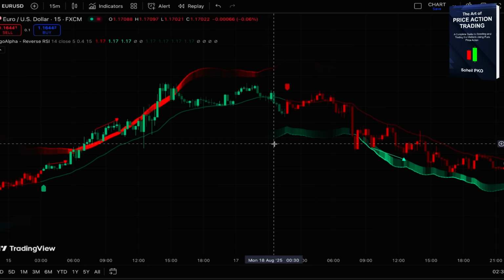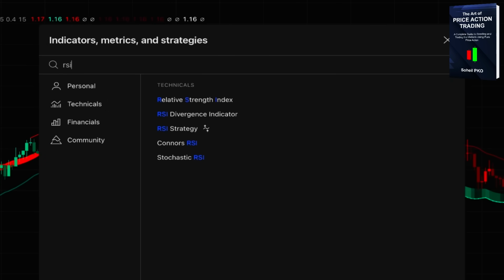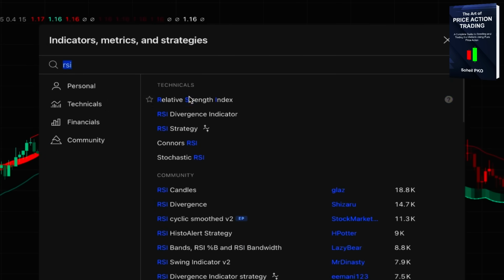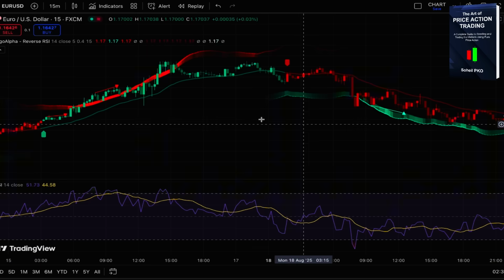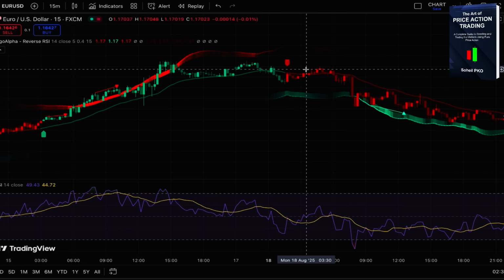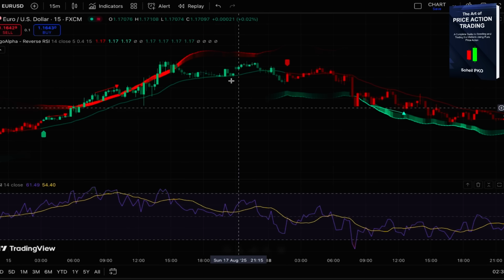Let me explain how this new RSI can effectively help you to find buy-sell signals on the price chart. Let me also add the original RSI so you can better understand. We add this one. Alright, so here below the chart we have the original RSI, and here on the price chart we have the new RSI, which is actually RSI values inverted back into price levels.